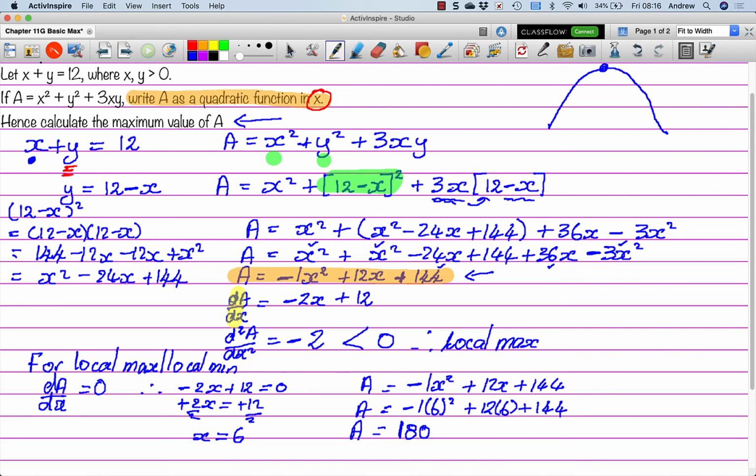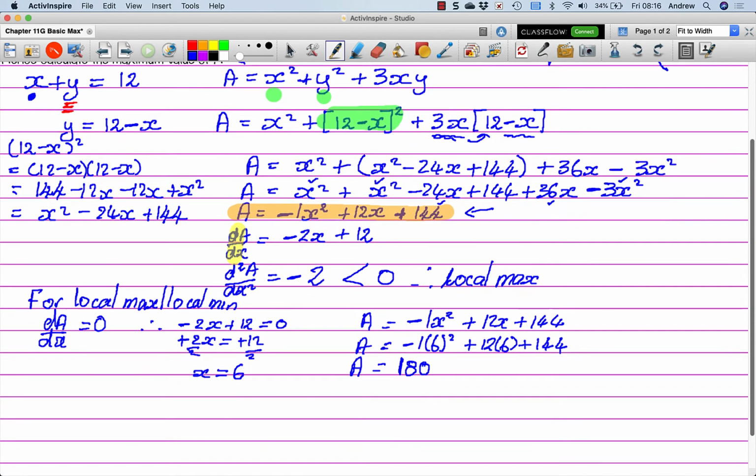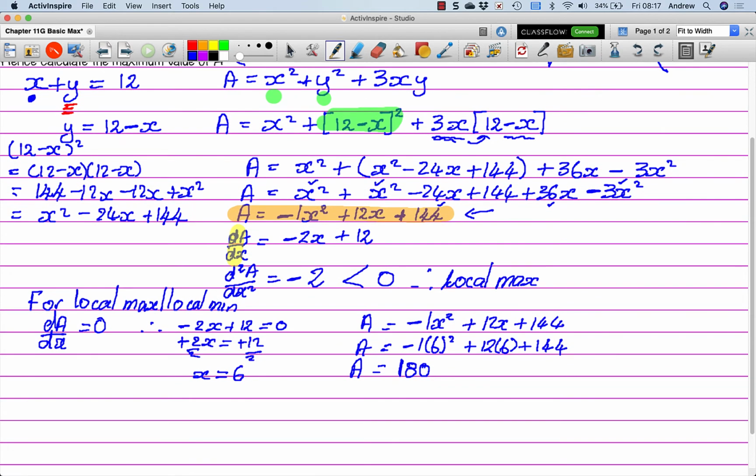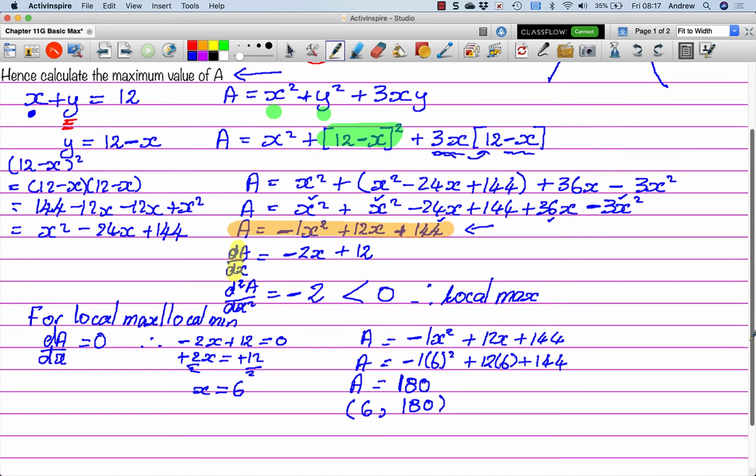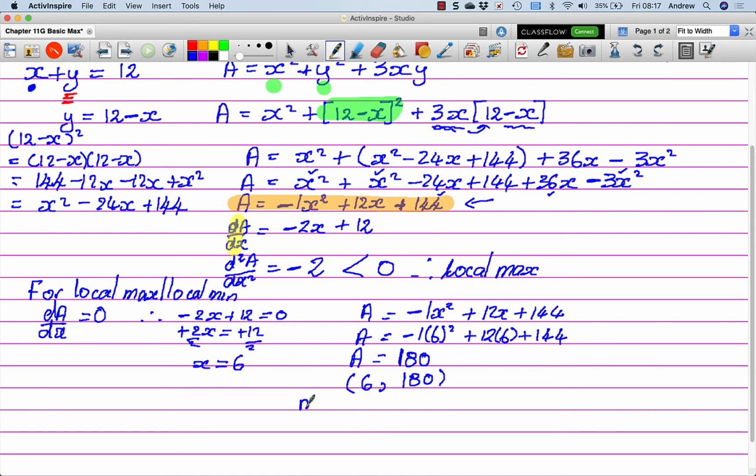Now, the input number was 6. The output number was 180. The output number is always the max or minimum value depending on the problem. So as the question asked us, hence calculate the maximum value of A. The maximum value of A equals 180.